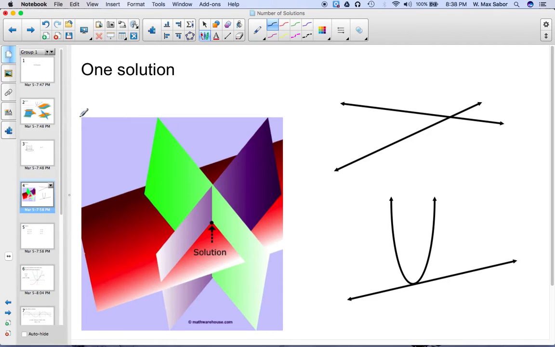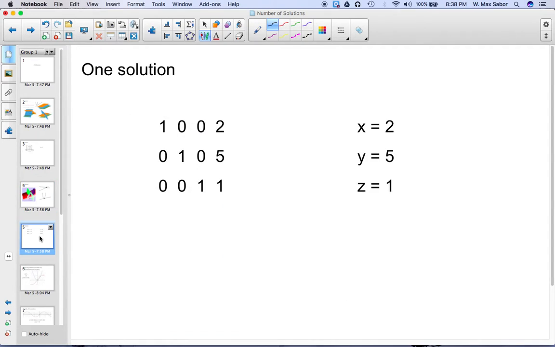One solution is what we see most often, and with three dimensions and planes, you see that these three planes meet at one point, which is usually what happens. Two lines usually meet at one point, and if you use other shapes, as long as they only meet at one point, it still is a one solution system.